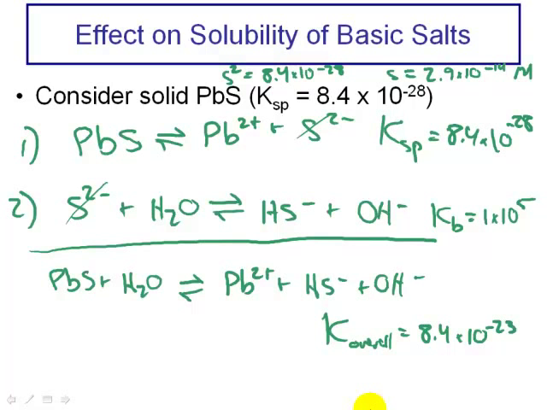Now just remember, the SP and the B are just marking them to describe what kind of thing it represents. They're just equilibrium constants.